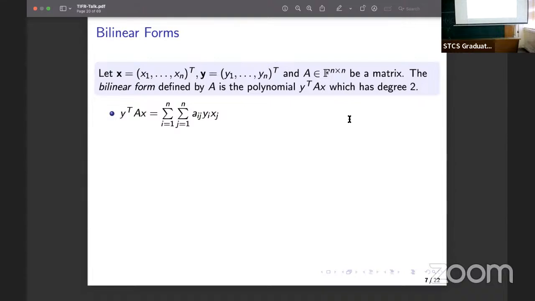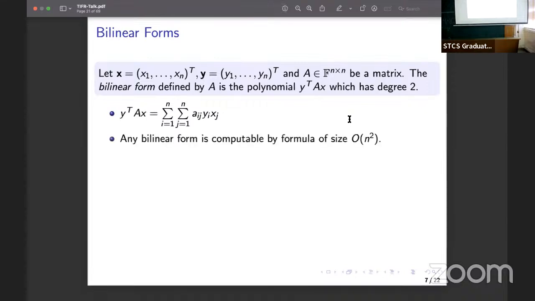And a bilinear form that is defined by this matrix is a polynomial of degree 2, y transpose Ax, which is what you get if you multiply this out. A polynomial of the form sum over all i's, j's, aij yi xj. So this is what we call a bilinear form. So it's a special case of a constant degree polynomial. This polynomial is degree 2 on 2n variables.